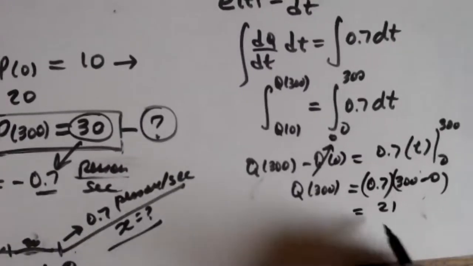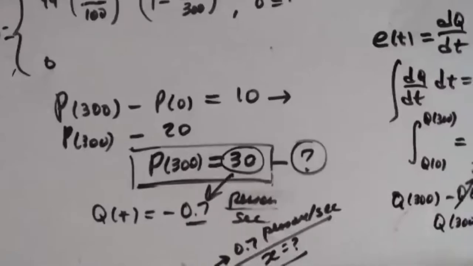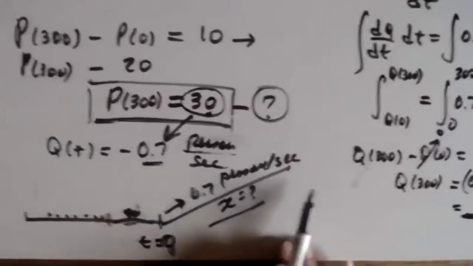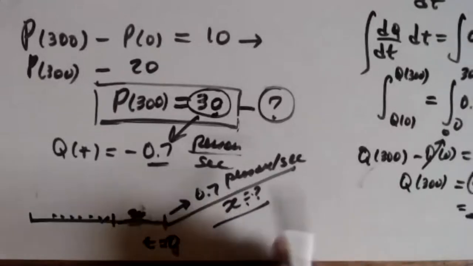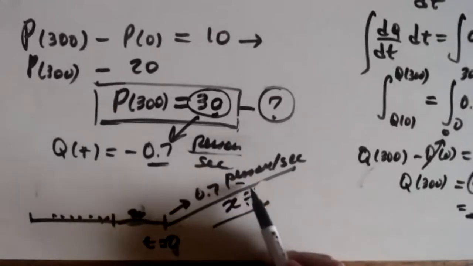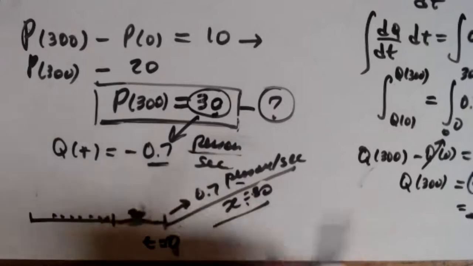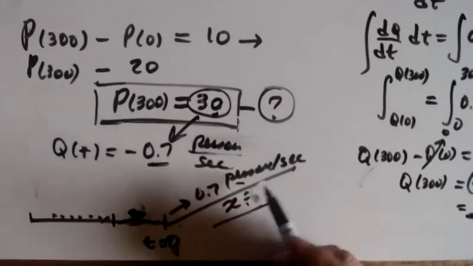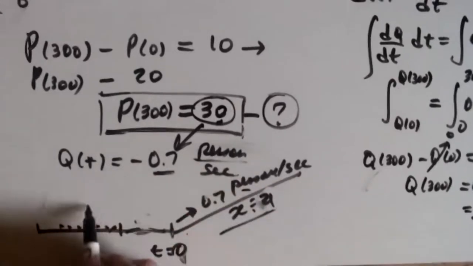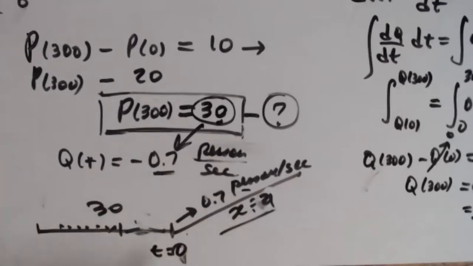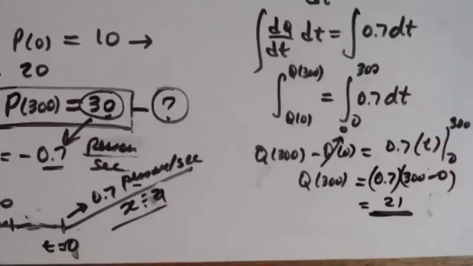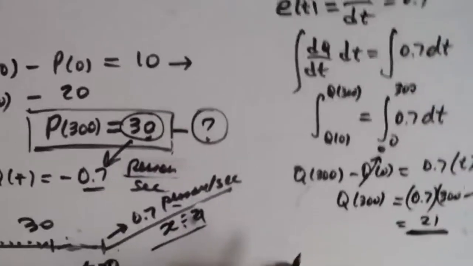So, if you subtract this 21 from this 30, right? This is 31, right? No, 21. This is 21, and here you have 30. How many people are in the line at the end of the 300th? How many people?